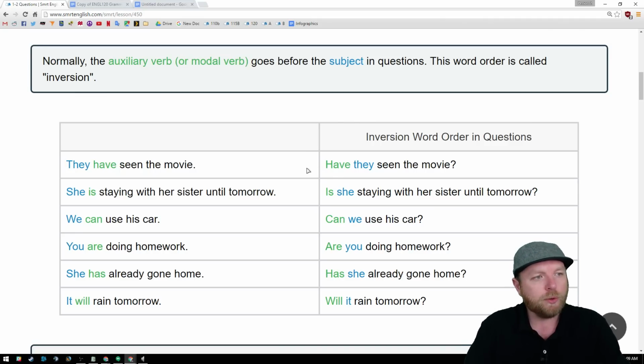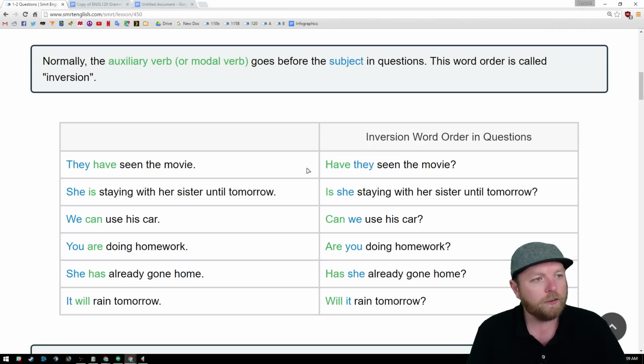By the way, if you can't read this clearly, it's because you are watching YouTube at a very low quality. So turn up the quality. Turn on HD. She is staying with her sister until tomorrow. Question: is she staying with her sister until tomorrow? We can use this car. Question: can we use this car?